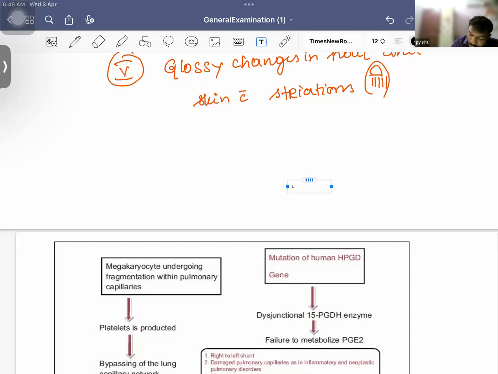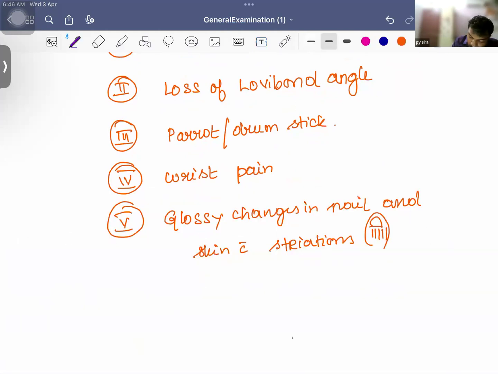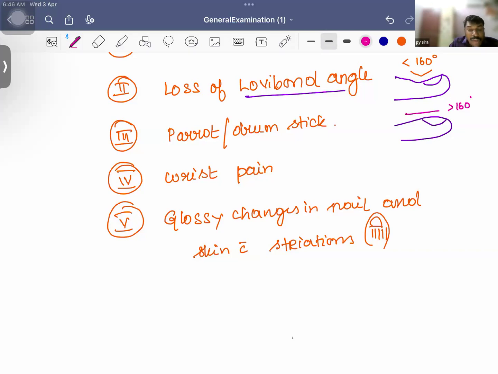Okay, so what is this Lovibond angle? Usually in the finger, the angle between the nail plate and the nail bed is less than 160 degrees. Whenever this angle becomes obliterated and is more than 160 degrees, that is called obliteration of the Lovibond angle.